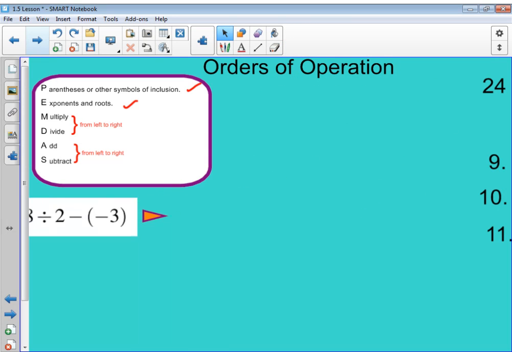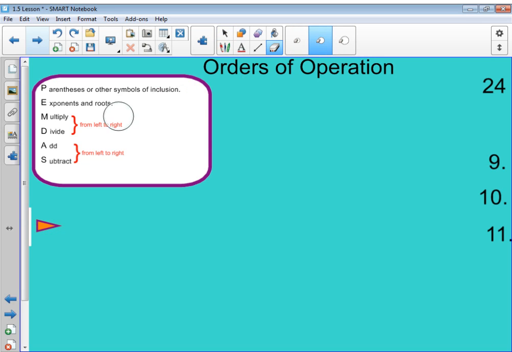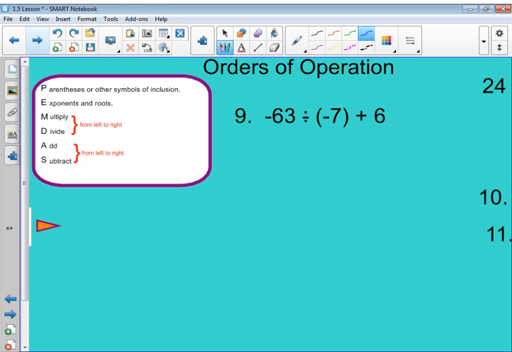Okay. Now these 3 over here, the 9, 10, and 11, are out of your practice journal. So if you want to work these out of your practice journal, you may. Okay, so when we look at number 9, we have -63 divided by -7 plus 6. So checking my order of operations. There's parentheses, but it's to identify an integer here. There's no roots or exponents, so that's done. Do I have any multiplying or dividing? Yes, there's division here, so we're going to simplify this.